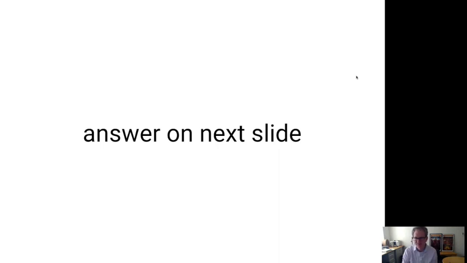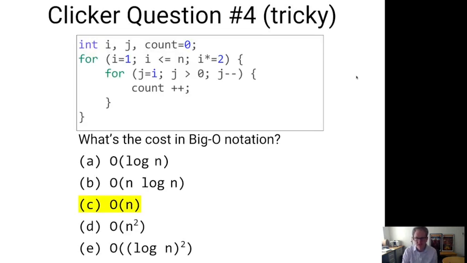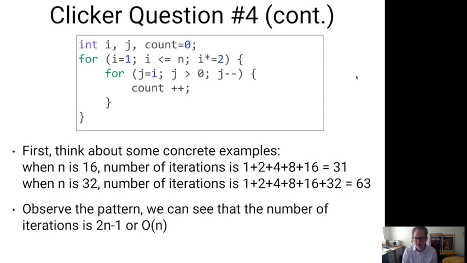So let's look at the answer. This turns out to be order n, which is crazy, right? Because you look at this and say, well, how is this order n? Well, let's look at some examples.